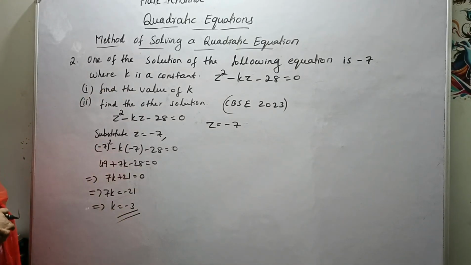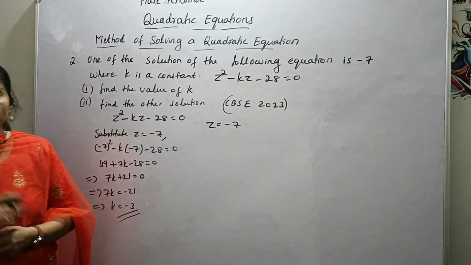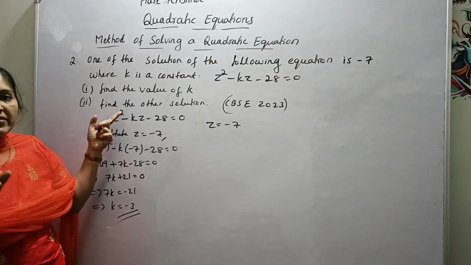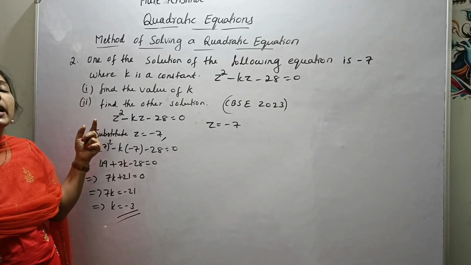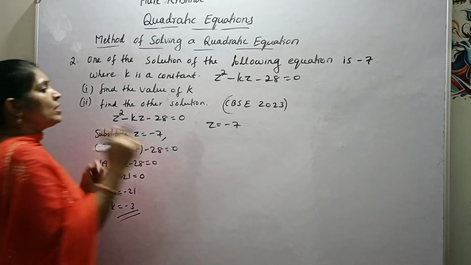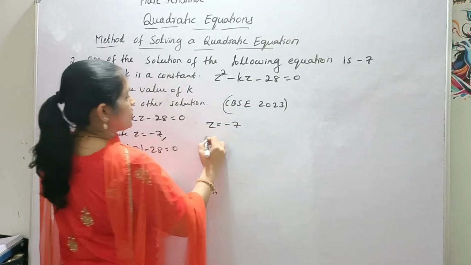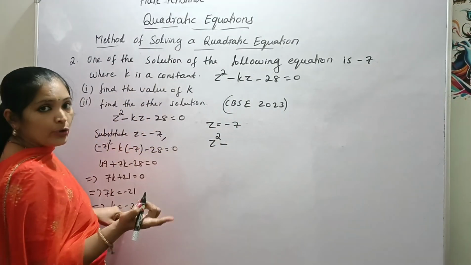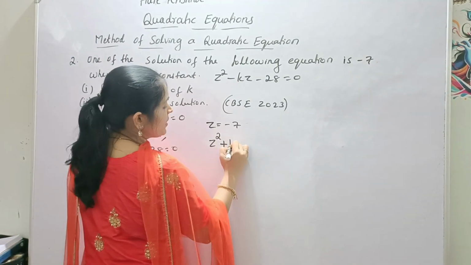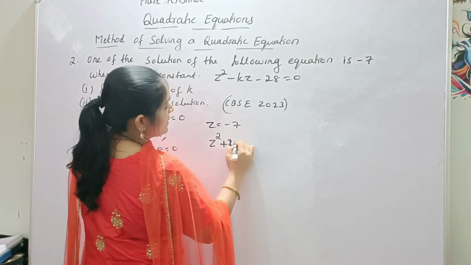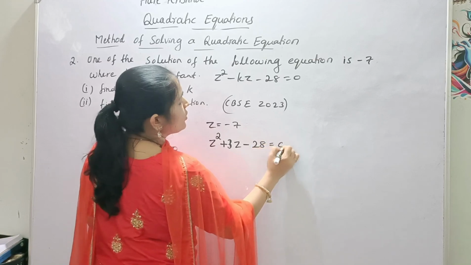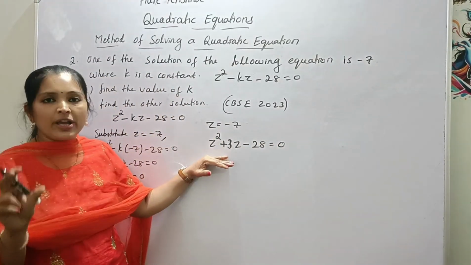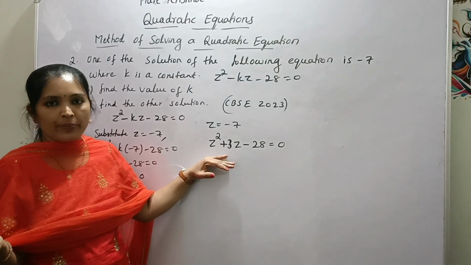Now the next question is find the other solution. We have to find another root. One root is −7, and we have to find the other solution. So here we have a quadratic equation, that is z² − k z, where the k value is −3, so minus times −3 is plus 3z, minus 28 is equal to 0. So we have a quadratic equation. Now we can find the roots by the quadratic formula, right?